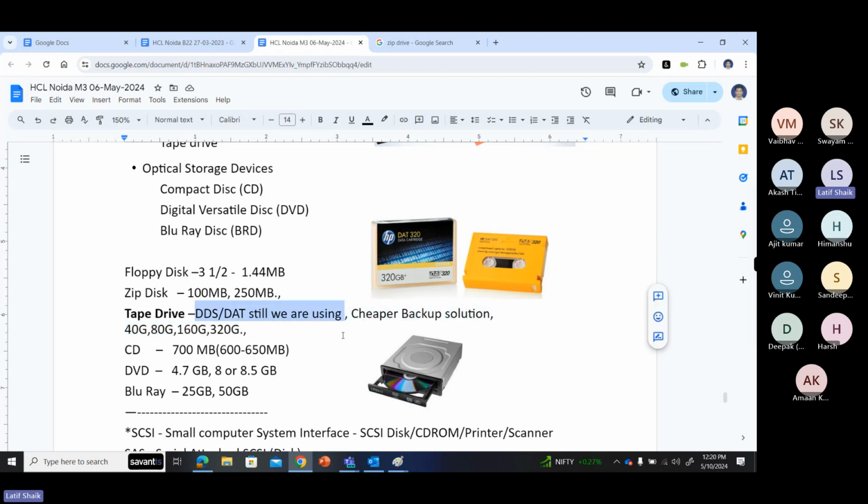Still we are using them for cheaper backup solutions. Even if you go for cloud solutions, in the cloud when you want to take a backup, where to store the backup? You may want to store your backup in an S3 bucket, or in some EBS storage, or you want to store it in tape drives. If you store your backup data in tape drives, it is lesser cost. It will take time to recover, but the point is it's cheaper.